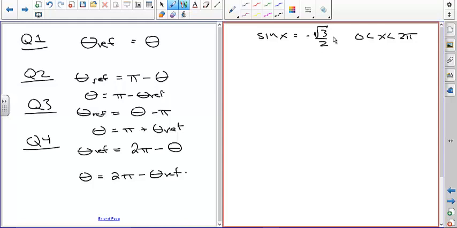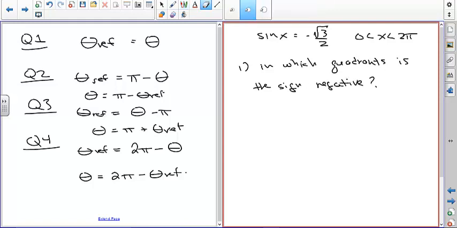Okay, so the first thing you do, first question is, in which quadrants is the sine negative?